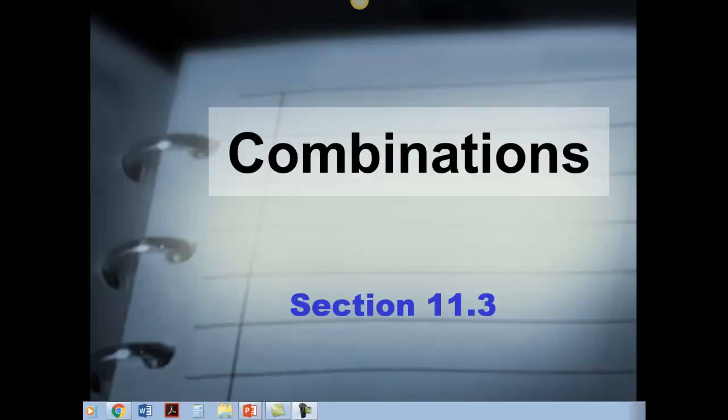Combinations, section 11.3. This section is going to be somewhat different from permutations, section 11.2, where permutations are about arrangement in ordered sets, but combinations are arrangements where order is not important. Another way to look at combinations is the various ways a group of items can be arranged in unordered sets.